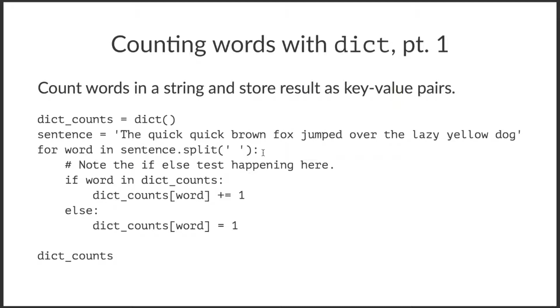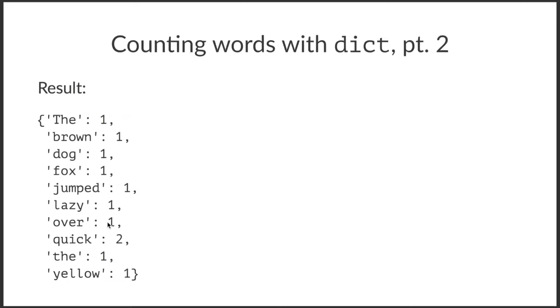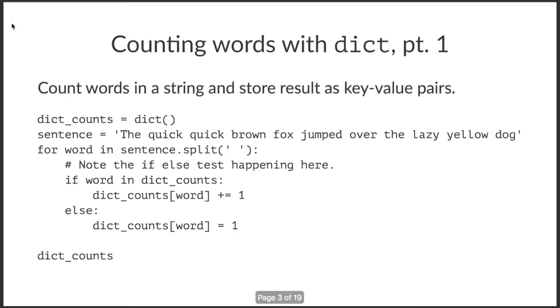For each word in the split sentence, so I split it on the spaces, it goes through, and if it finds that the key is already in the dictionary, it just increments that value by 1. If the key is not in the dictionary already, then it sets that key to have a value of 1. So you just make sure you keep incrementing an integer value. If you run all that over this sentence, then you get the result of this dictionary. Quick, we see there, appeared twice, and everything else is just once.